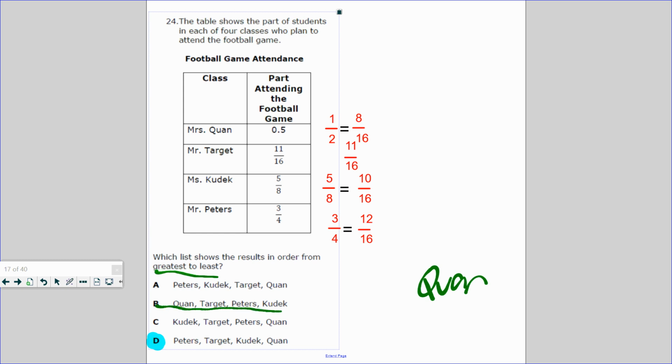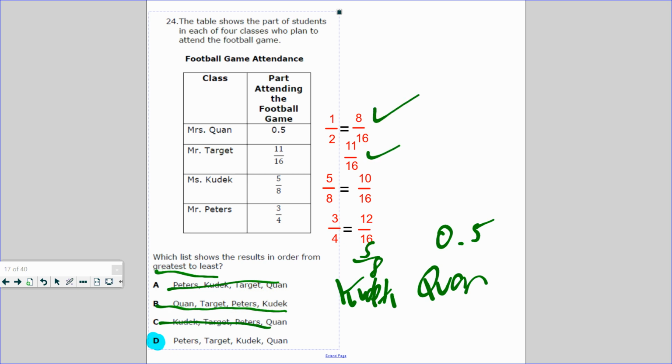So B's out. It's 5/10, this is barely more than half, so I think Kudek would be down here. Why is Peter the greatest of all? 3/4. Well, I found a common denominator, 16. Build this to 8/16, 11/16, times 2, 10/16, 12/16. That's why Peter is the greatest, then Target, and then Kudek and Quan.